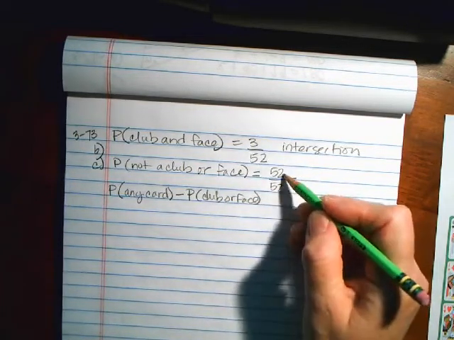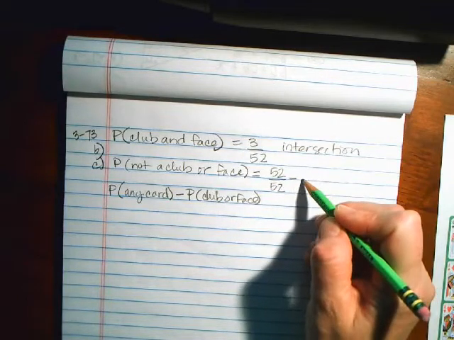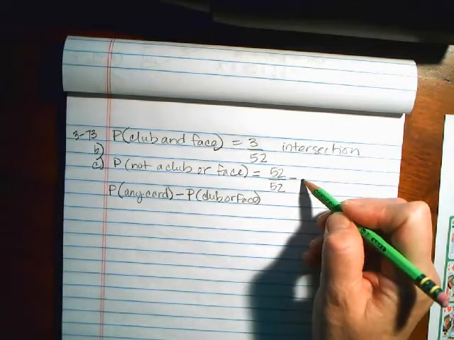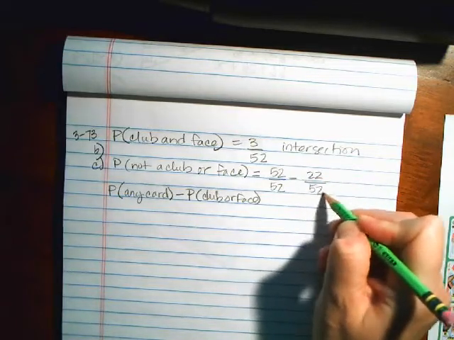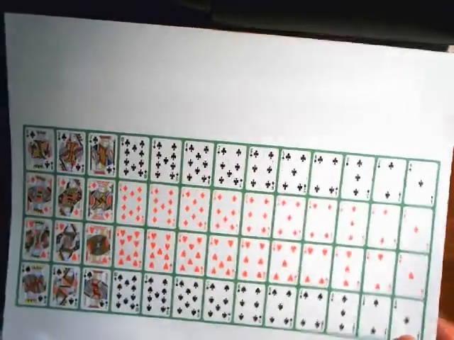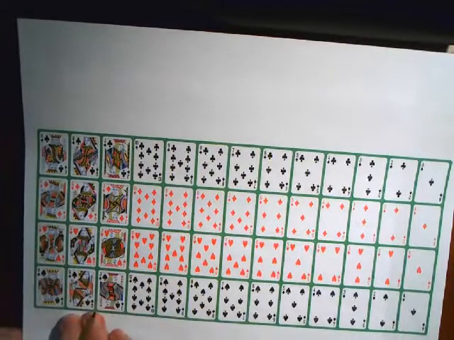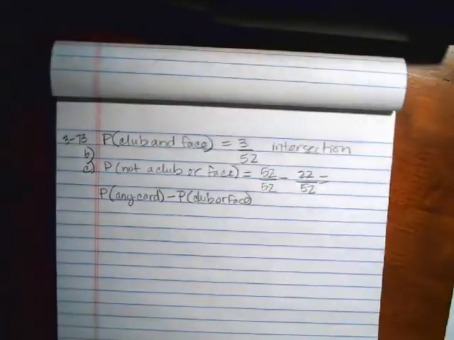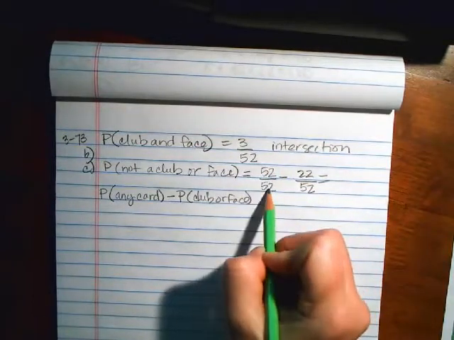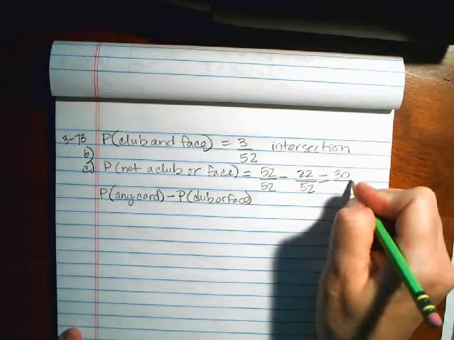Here's the probability of choosing any card, 52 out of 52, and our answer from part A was 22 out of 52. And that's what we did with the visual. We just said, okay, it's everything except all of these and all of these. So that leaves me with 30. But if you wanted to do it without the visual, you could just say all of them minus club or face would leave you with 30 out of 52.